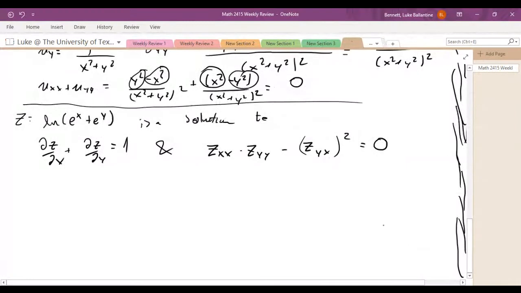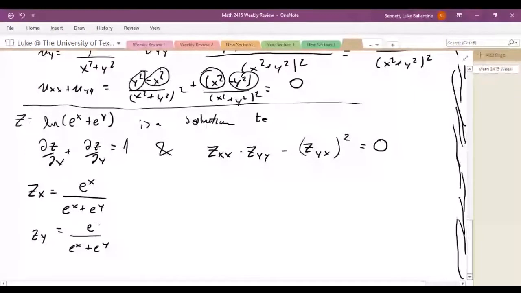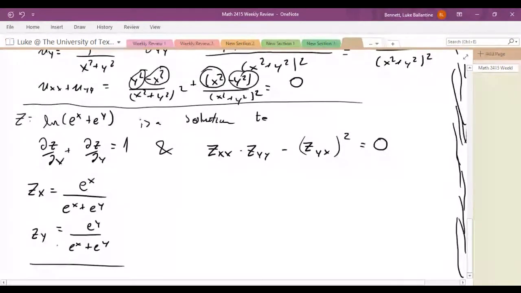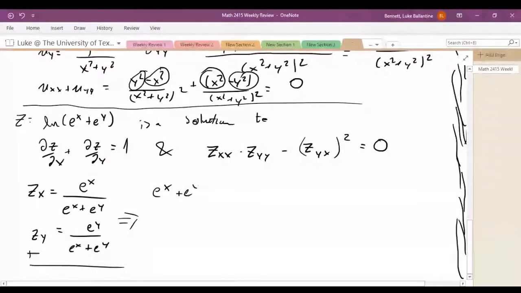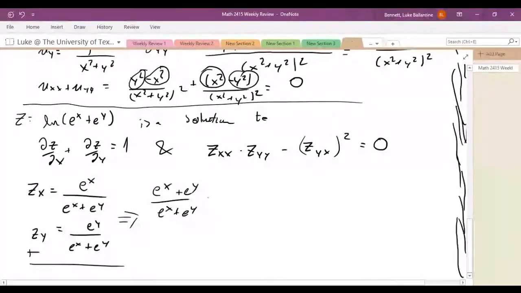Okay, so z with respect to x is e to the x over e to the x plus e to the y. And e to the y is just a constant with respect to x, so we have e to the x in the numerator. We have z sub y would be e to the y on top over e to the x plus e to the y. Adding these two, what do we get? We get e to the x plus e to the y over e to the x plus e to the y. This is equal to 1. Verified.